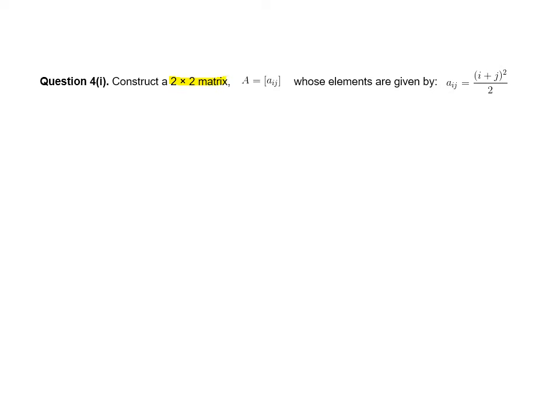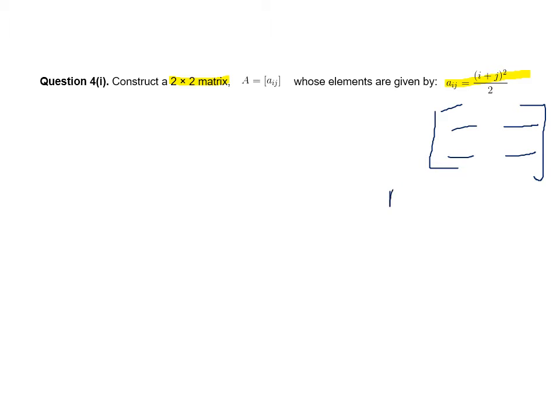So we have to construct a 2 cross 2 matrix, and the general formula for finding the elements of the 2 cross 2 matrix is given by aij is equal to (i plus j) raised to the power 2 divided by 2. So let me draw the matrix for you first. Let us assume that this is a 2 cross 2 matrix. This is A11, A12, A21 and A22.